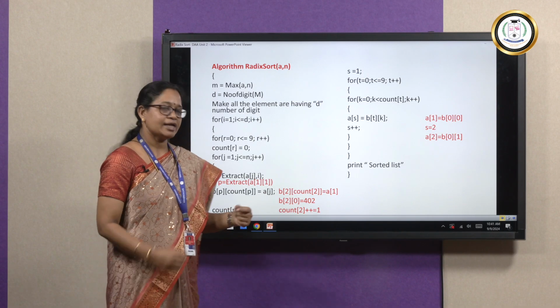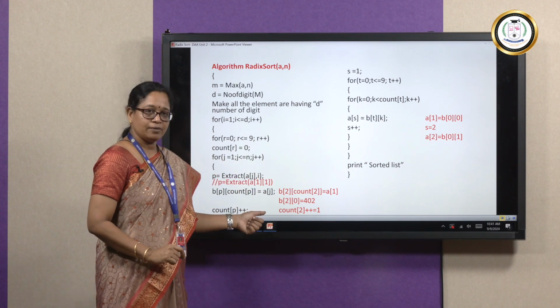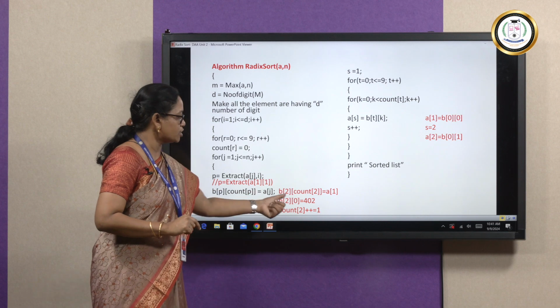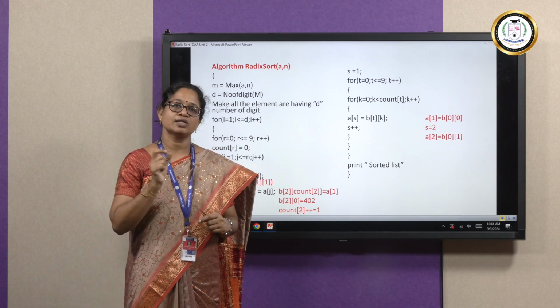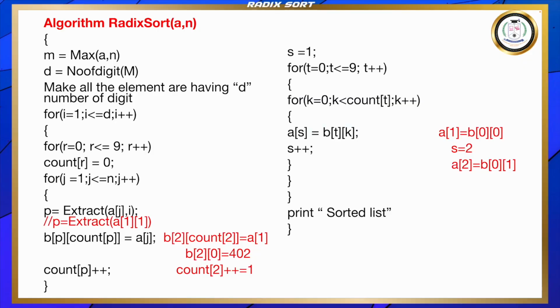So we are inserting the number 402 in an array B. So in the array B we are inserting it at the second row, 0th column. Okay, so 402 is inserted in the second row in the 0th position. So now after inserting the number in the correct position, you increment the count variable.